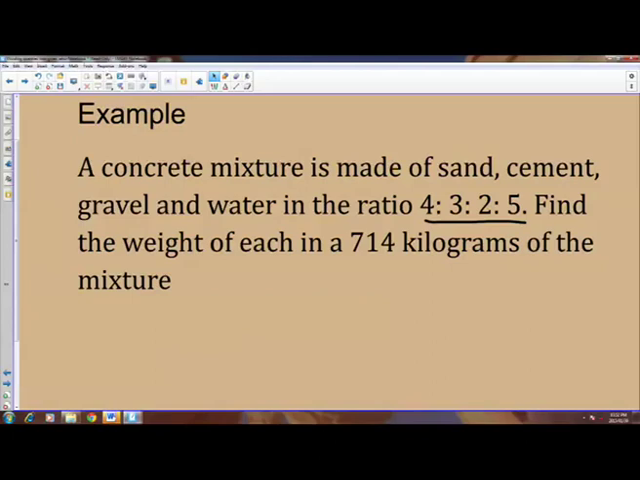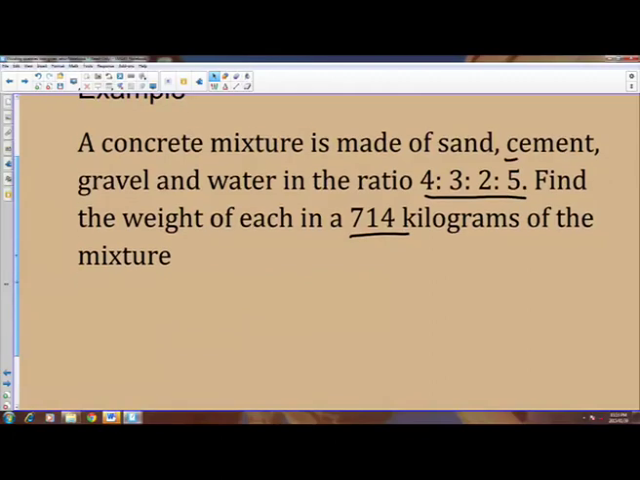It says a concrete mixture is made of sand, cement, gravel and water in the ratio 4 is to 3 is to 2 is to 5. Then find the weight of each in 714 kilograms of the mixture. So this is our quantity, 714 kilograms. Sand is represented by 4 parts, cement by 3 parts, gravel by 2, and water by 5 parts. So let us find the weight of each in this mixture.